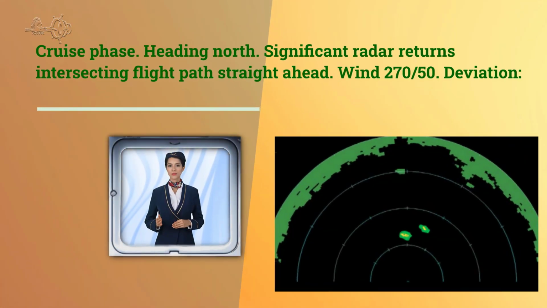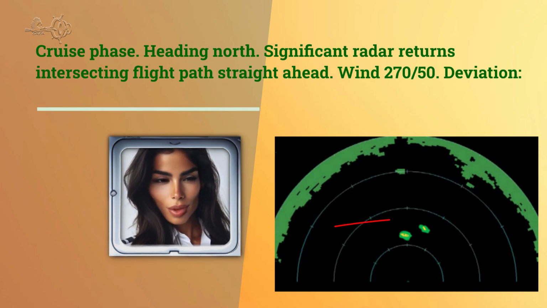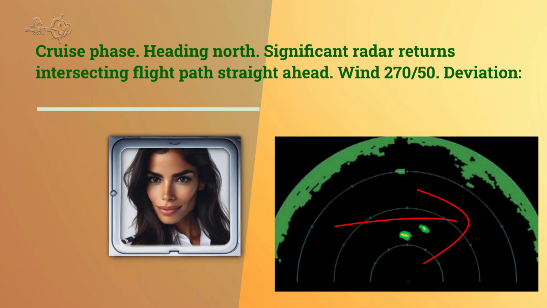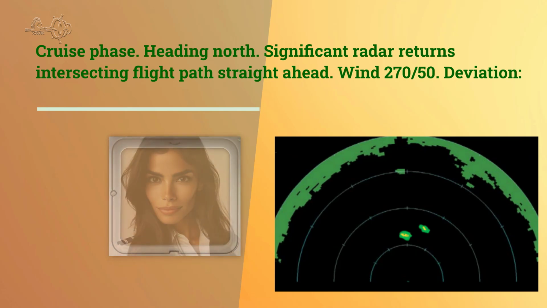Moving on to a super simple basic question. You are in cruise phase, heading north. You observe significant radar returns intersecting the flight path straight ahead. Suppose the wind is blowing from heading 270/50. What direction will you deviate to? With the heading towards the north and the wind blowing from the west, the weather system will cross the flight path from left to right, meaning the deviation needs to be taken to the left, upwind of the system.